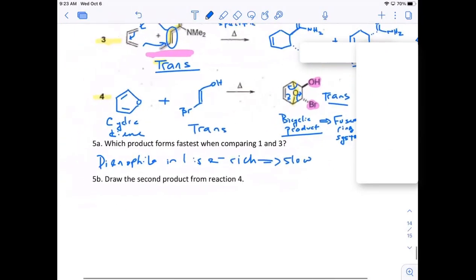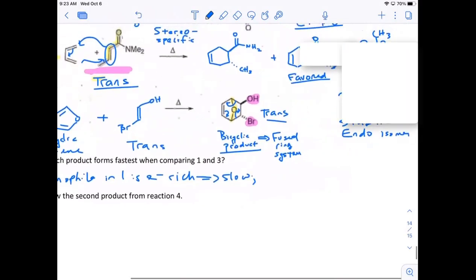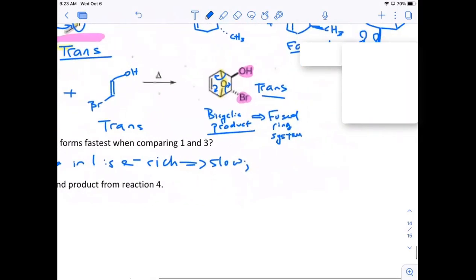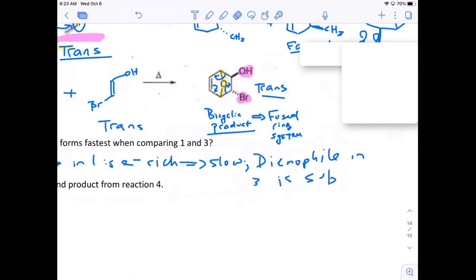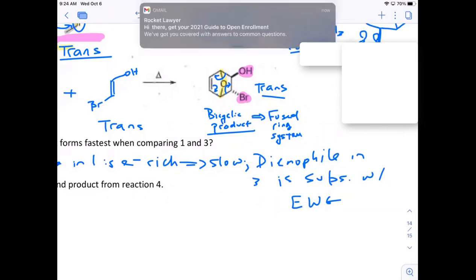We just mentioned it a second ago, but I'll mention it again. In number 3, the dienophile is substituted with an acceptor, or an electron withdrawing group. That's another term for that. I think we talked about that on Monday. So it has an electron withdrawing group attached to it, and so that's going to make that dienophile much more reactive.